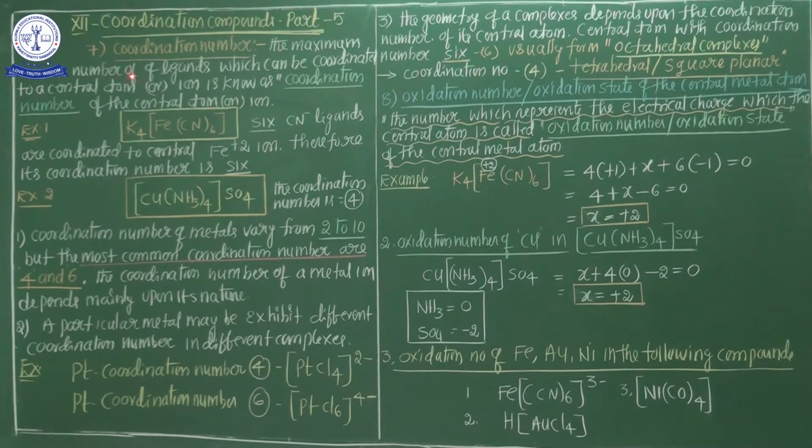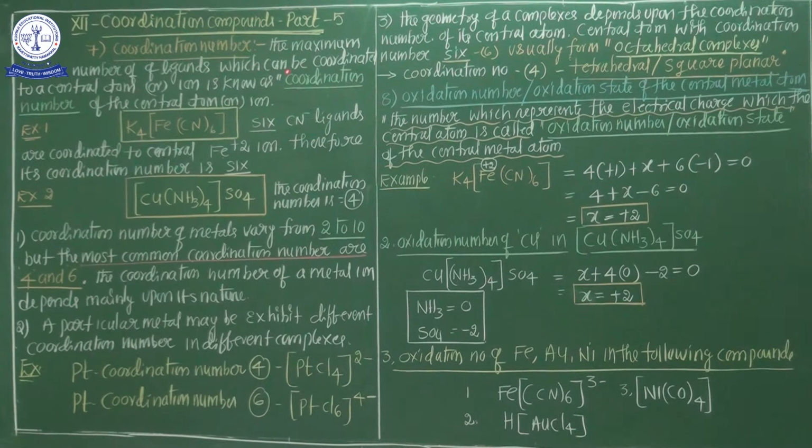So the seventh term is coordination number. This is the most important term in coordination compounds. This term frequently comes in all kinds of exams. Given a compound, what is the coordination number? That kind of question frequently comes in different competitive entrance exams and also board exams. So what is the exact definition of coordination number?